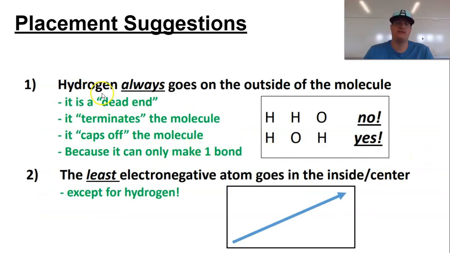So placement. Hydrogen always goes on the outside. You see this one so often. It dead ends, it terminates, it caps off. It can only make one bond, so it's got to be on the way outer edges. It can't be in the center. Remember, least electronegative goes in the center, except for hydrogen. So this is the most electronegative, so least as you go away from it.